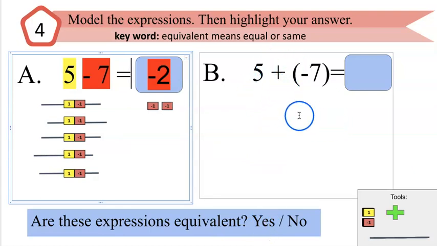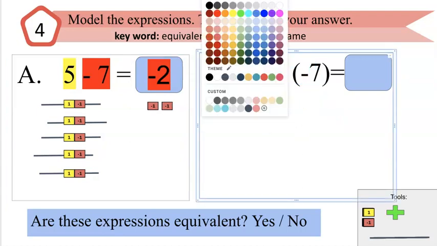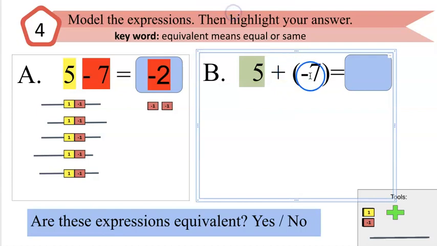So let's look for a double negative. I do not have a double negative, but next step 2 is to highlight your integers. Positive 5 is yellow. Now I have 2 signs. Which one, Miss Garcia? The one that is left of the number. So that is going to be a negative 7, which is red.